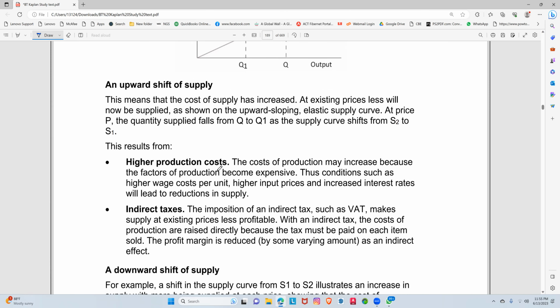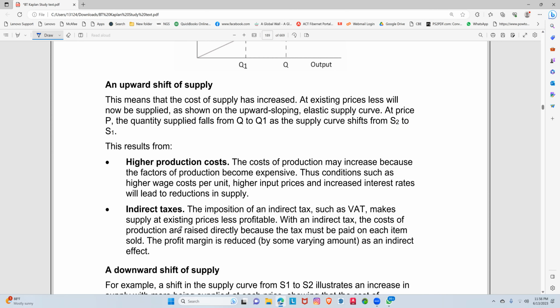Higher production cost. The cost of production may increase because the factors of production become expensive. Thus, conditions such as higher wage cost and higher input prices will lead to the cost being high. Then indirect taxes, the imposition of an indirect tax such as VAT makes supply at existing prices less profitable. With indirect tax, the costs of production are raised directly because the tax must be paid on each item sold. The profit margin is reduced by some varying amount as an indirect effect. Or basically, the cost of the good also will go up.